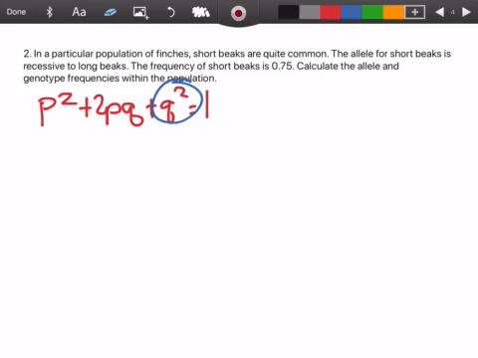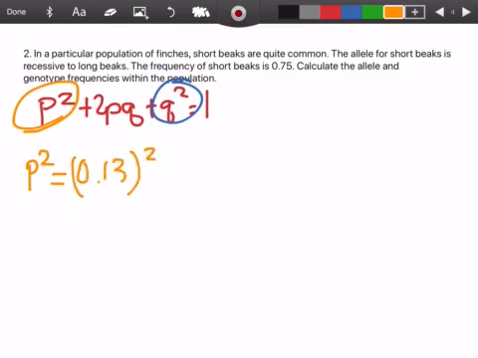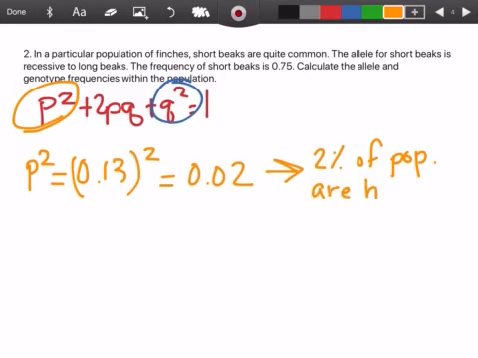But we can calculate our other genotype frequencies. So remember that the genotype frequency of the homozygous dominant is your p squared. So p squared is equal to 0.13 squared, which is equal to 0.02. This means that 2% of the population are homozygous dominant with the long beak phenotype.